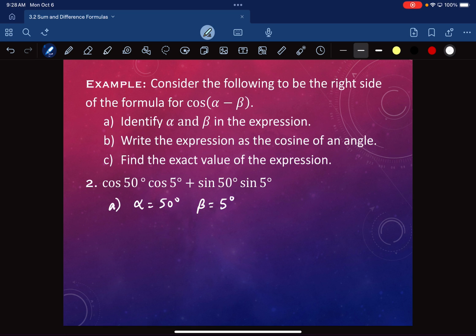So we're going to be good to go in my math lab when I ask this for those, absolutely, for sure. B says that it's going to rewrite this as the cosine of an angle. So this is the cosine of what, if I go backwards, from right to left on that sheet of identities? What's it going to be, Sydney? Yep, 50 minus 5.